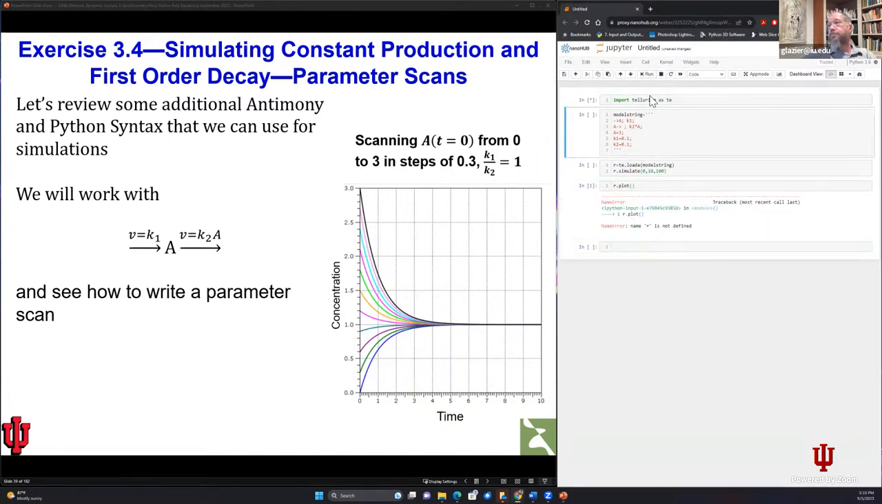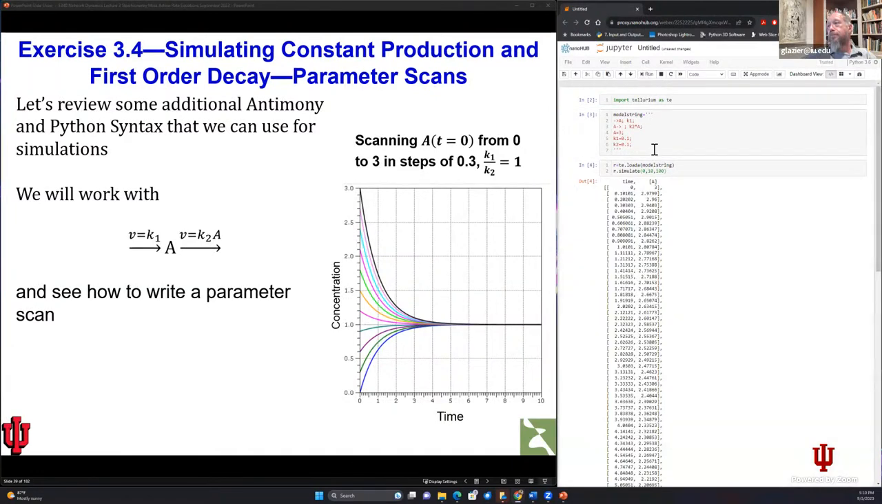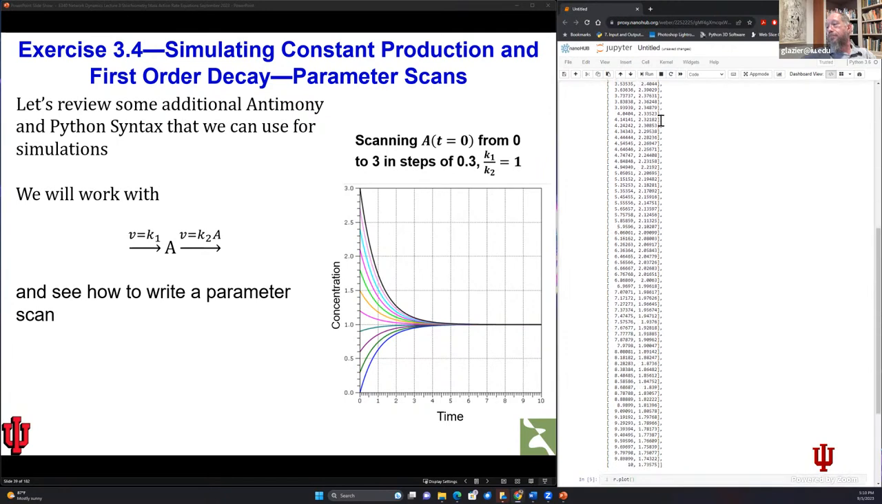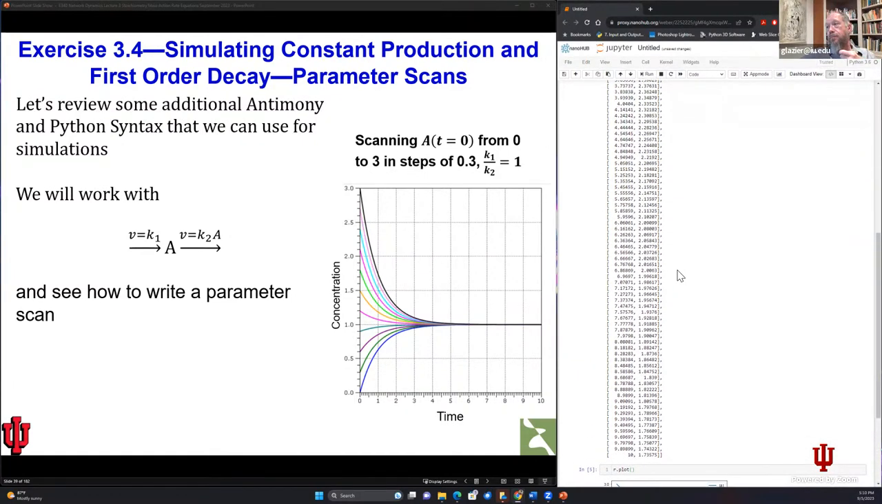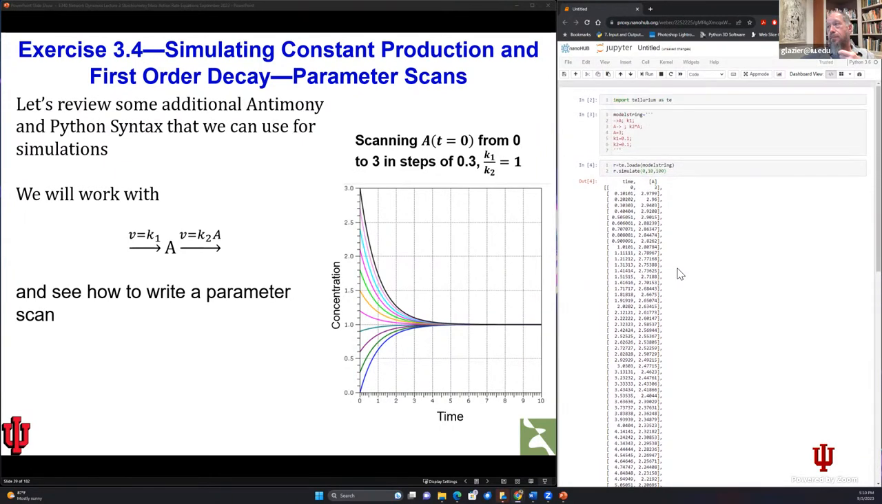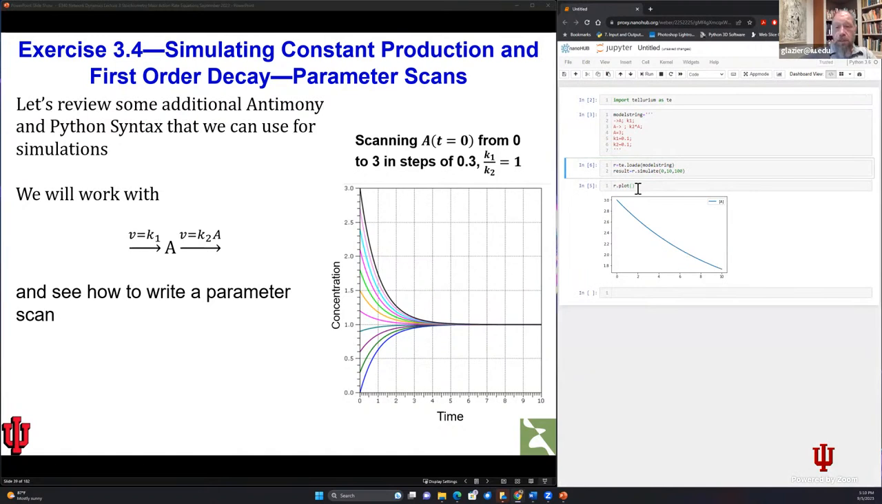Oops. Okay. Nothing magic there. Why is it printing out the array? Because I didn't put it into something. Result equals that. Then it won't display it.